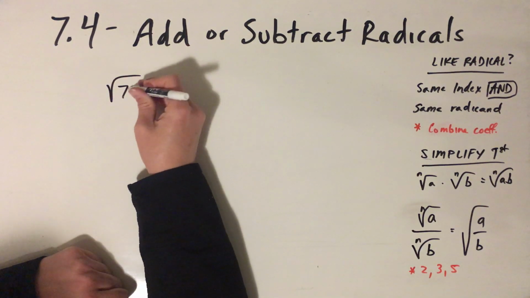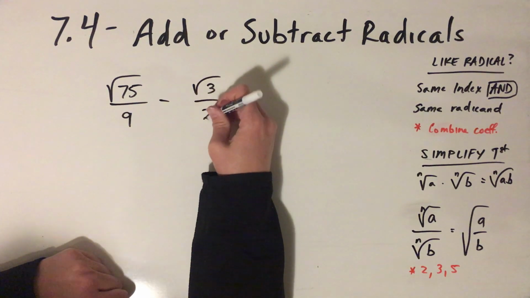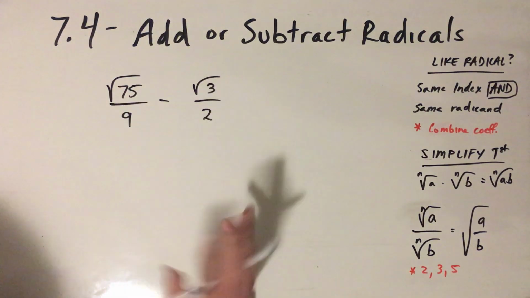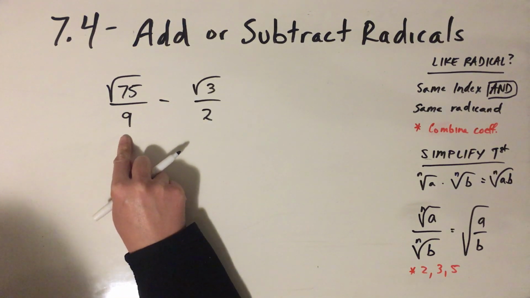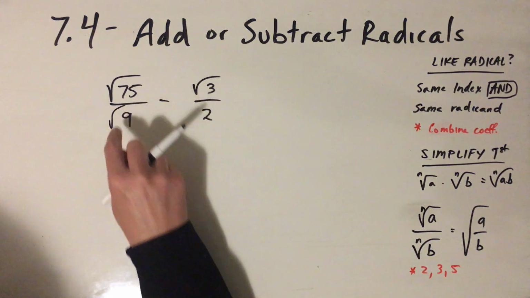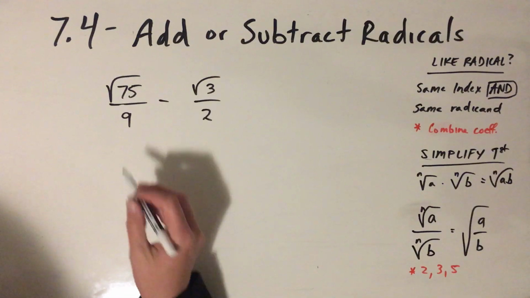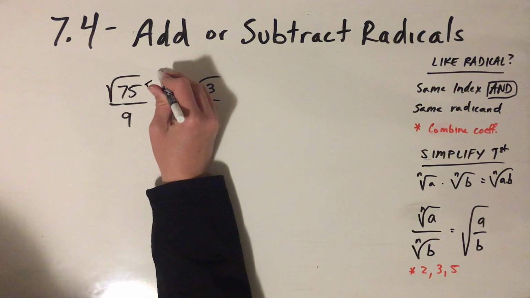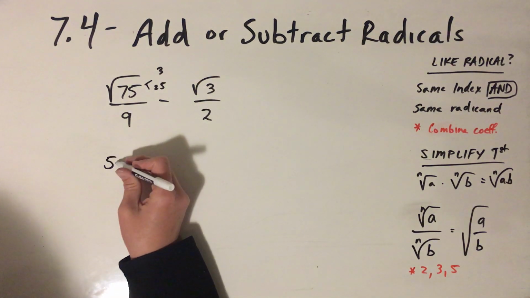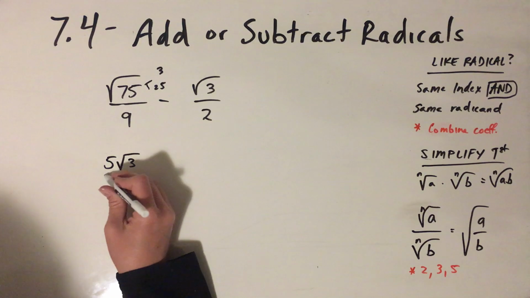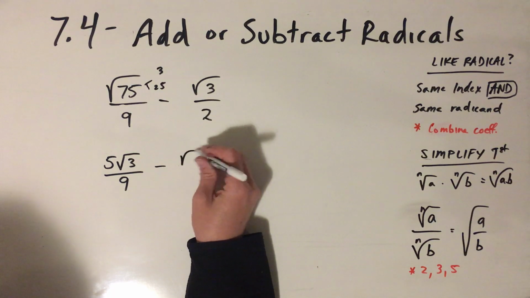If I had square root of 75 over 9 and I want to subtract the square root of 3 over 2, first I want to simplify any radical that I can. This 9 is not under square root, so the denominator is just 9. If this said square root of 9, then I could write this all over 1, but it doesn't, so it has to stay on the outside. It's just a value of 9. Square root of 75 can be factored to 3 and 25, and the square root of 25 is 5. So on top here I'm going to have 5 square roots of 3 over 9. And here the square root of 3 I can't do anything with.